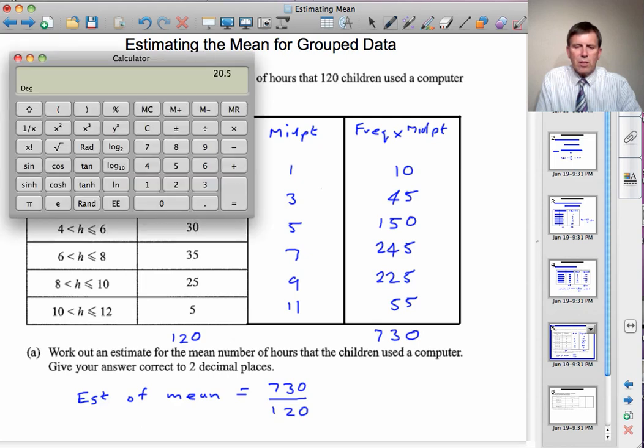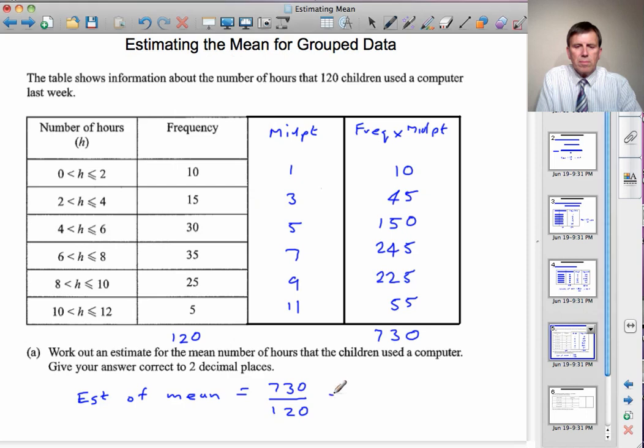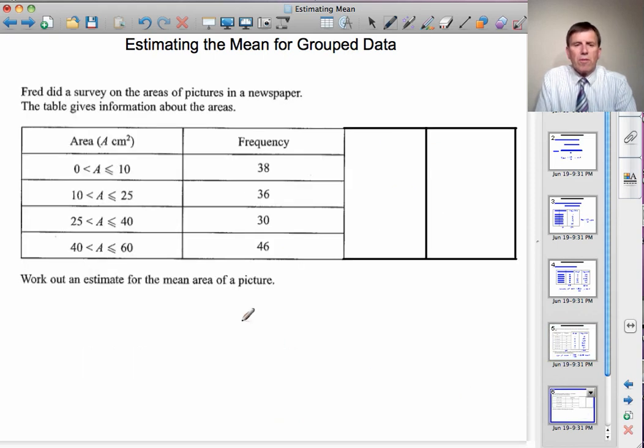And we'll use a calculator to do that. 730 divided by 120 is equal to, we want the answer at 2 decimal places, so it's 6.08. 6.08 what? Well, the units are measured in hours. Now this question is normally on the calculator paper at GCSE, and if you want to do all this arithmetic on a calculator, then you can. Moving on now to our final example.